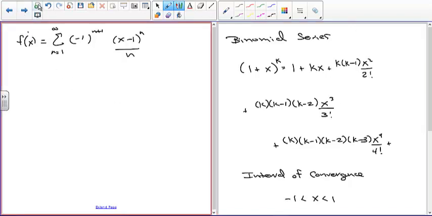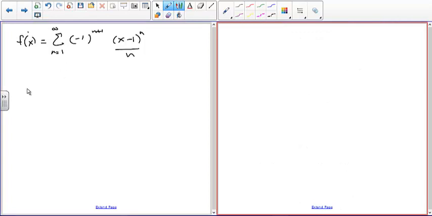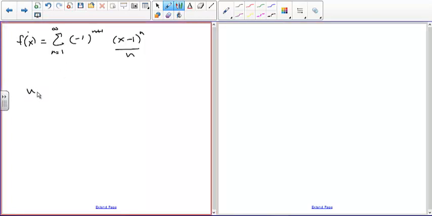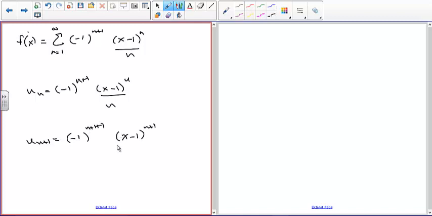And let's add a page. Okay, so in this case, the way I came out with it this time, u sub n is equal to negative 1 to the n plus 1 times x minus 1 to the n over n. U sub n plus 1 is going to be negative 1 to the n plus 1 plus 1 times x minus 1 to the n plus 1 over n plus 1.